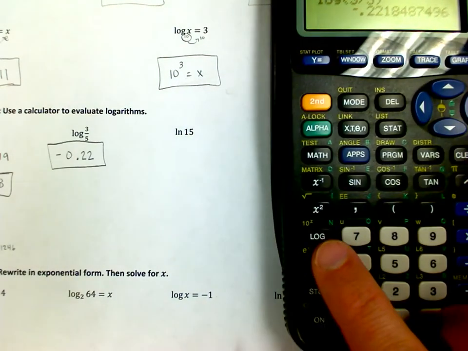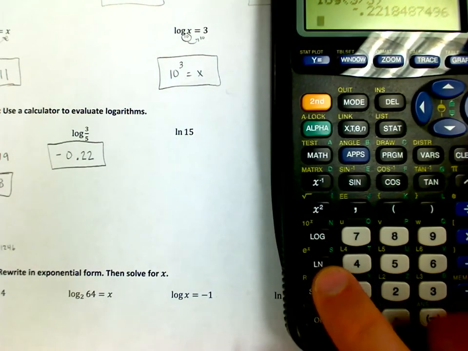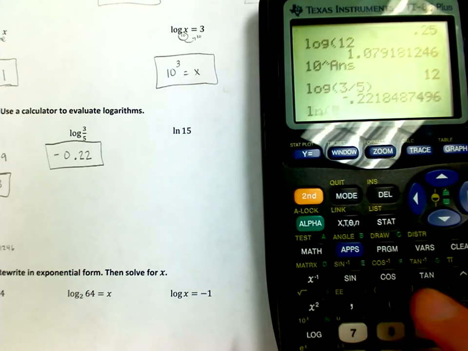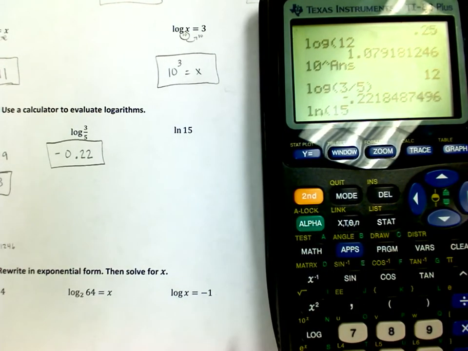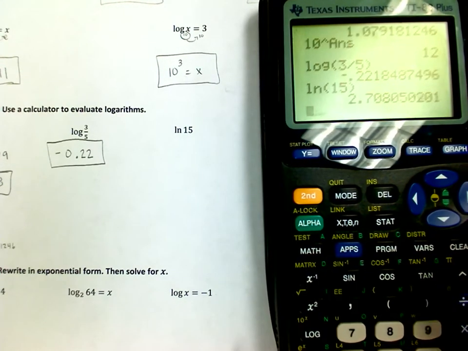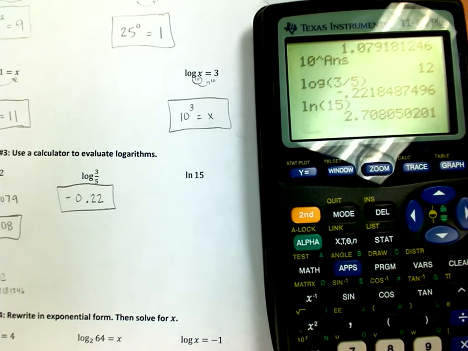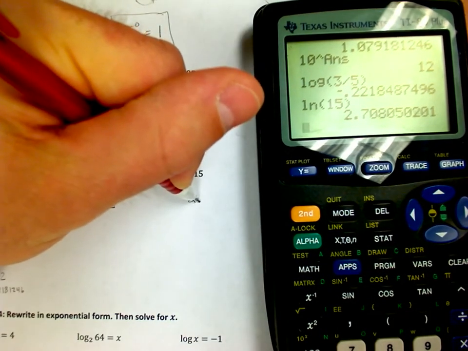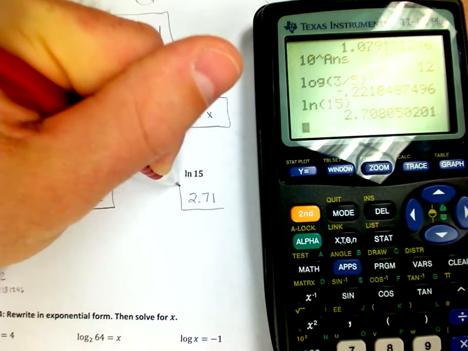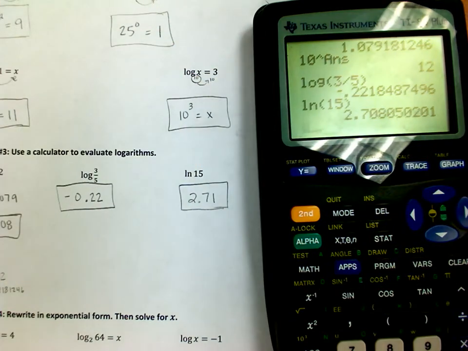Notice it's just right below it, right? You can see it next to the 4 here. So I'm just going to type in natural log of 15 in parentheses, and the answer is 2.708. So we're going to round that to 2.71. We're going to round the 0 up to a 1.